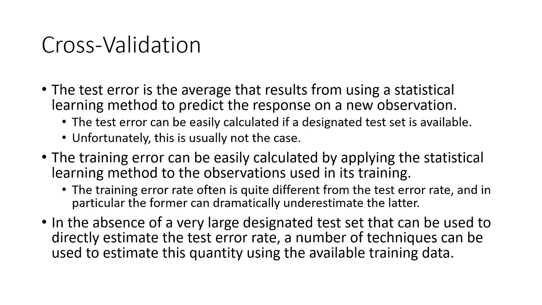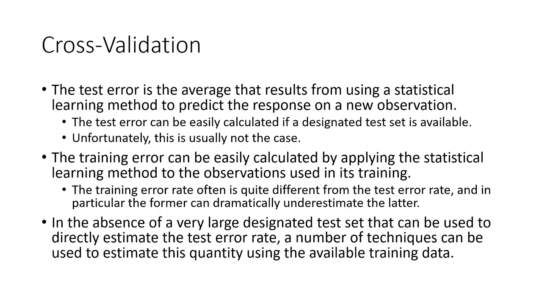So in the absence of a very large designated test set that can be used to directly estimate the test error rate, a number of techniques can be used to estimate this quantity using the available training data. So what it means here is that even if we do not have a test data set, in the previous lectures, we divided the data into two, one training and one testing data set. That is just for exercises. But in the case where it is impossible, or where you cannot get the test data set, there are a number of techniques that you can use to estimate the quantity using the available training data.